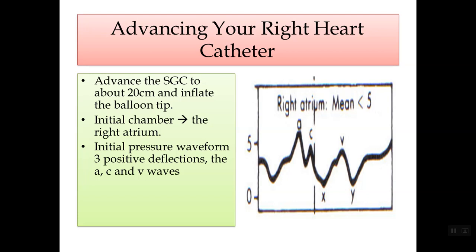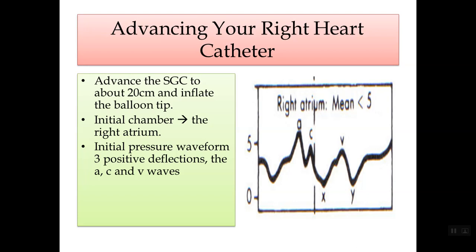Here they're telling you how you're advancing into the right heart with the Swan-Ganz catheter. SGC is Swan-Ganz catheter, which is a balloon tip catheter, okay? It has an end hole and then a balloon just behind the hole. You go into your vein, the jugular vein usually, or the subclavian, you inflate the balloon, it starts to float, and it goes into the right atrium, and you get this pressure, okay? So the initial chamber is the right atrium.